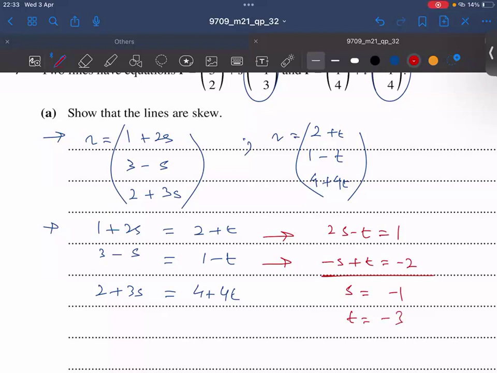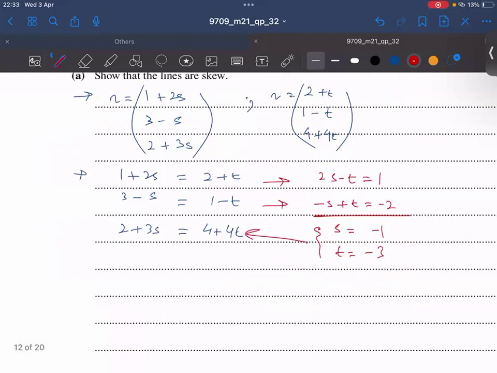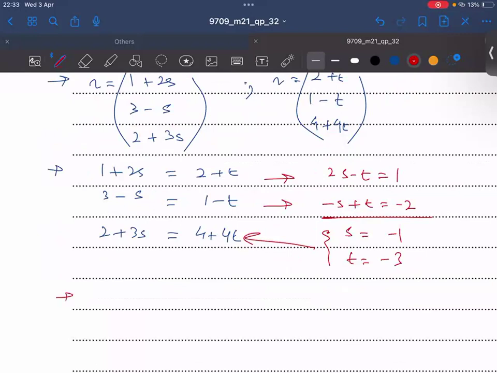Now I'm going to substitute these values of s and t into the third equation and see whether these values of s and t satisfy the third equation or not. So 2 plus 3 times minus 1, 4 plus 4 into minus 3. And the two sides of the equation are not coming equal to each other. So that means these values of s and t are not satisfying the third equation. That means that the two lines do not intersect. They're not parallel. All right.